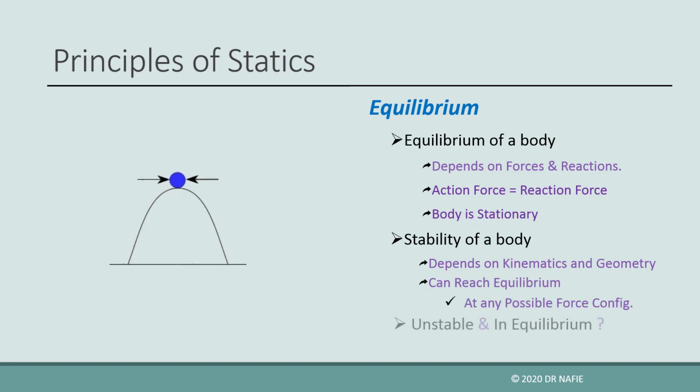So, can an unstable body be in equilibrium? The answer to this question is yes. An unstable body can reach equilibrium for certain force configurations, only for certain force configurations, but cannot reach equilibrium for all the possible force configurations.